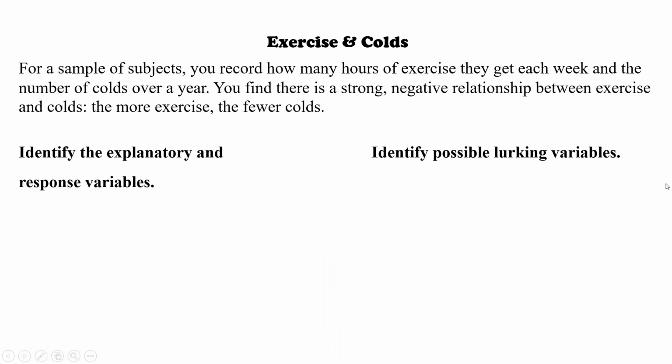Now, I do have two examples where I want us to be able to identify the explanatory and response variables that we're studying and identify lurking variables. We did a little bit of this in Unit 2, our last unit, but it's important to keep practicing it and making sure we understand what's happening in the situation. So for this one, for a sample of subjects, you record how many hours of exercise they get each week and the number of colds over a year.